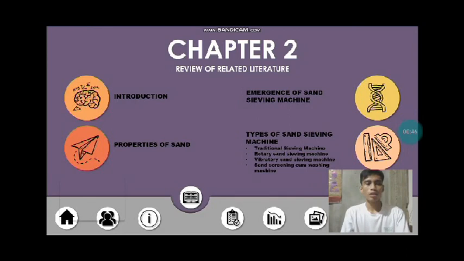First, we had the introduction. The second, properties of sand. The third, emergence of sand sieving machine. For the last part is types of sand sieving machine, which falls into 4 categories.